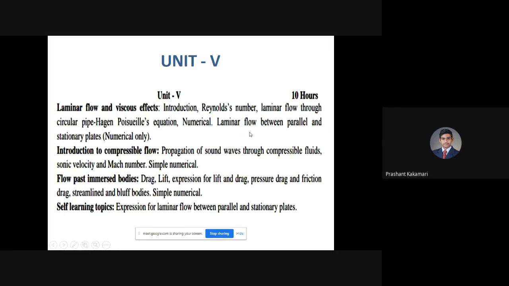In the flow between parallel plates, we are going to just list the equations and solve some numerical examples. Today we'll try to complete this part, and next class we'll go to the compressible flow. This is also a small chapter. We'll look into the compressible flow in the next class.